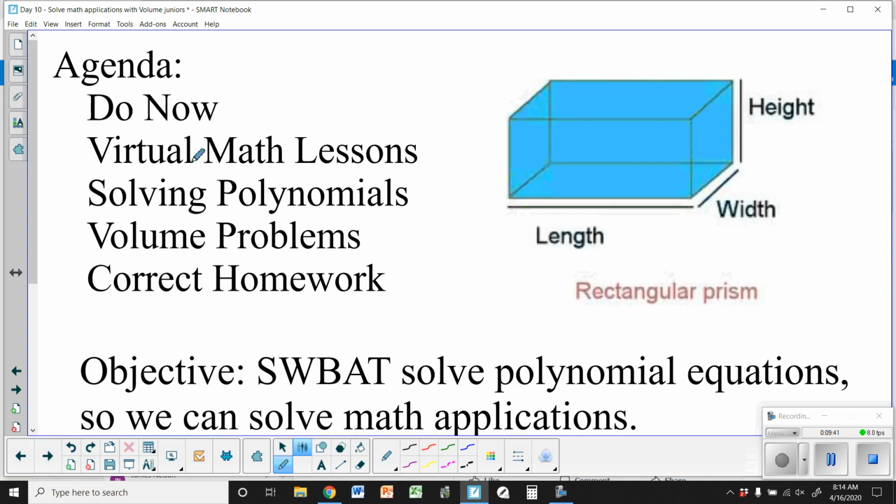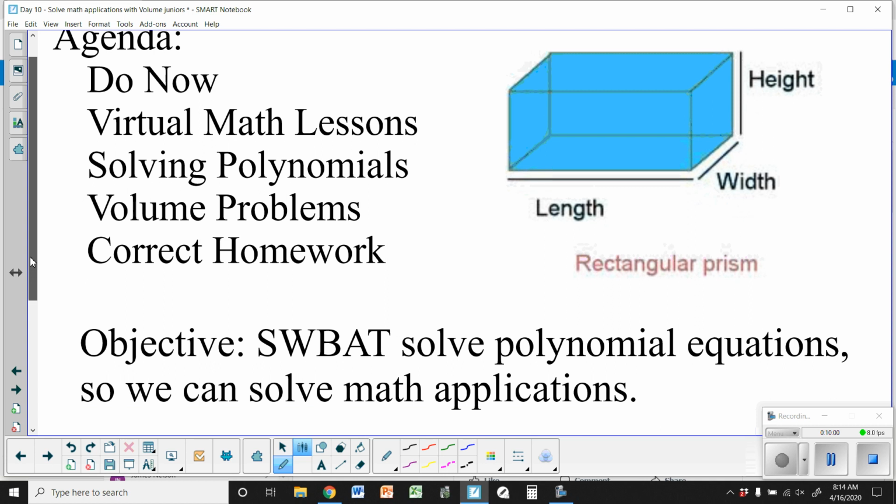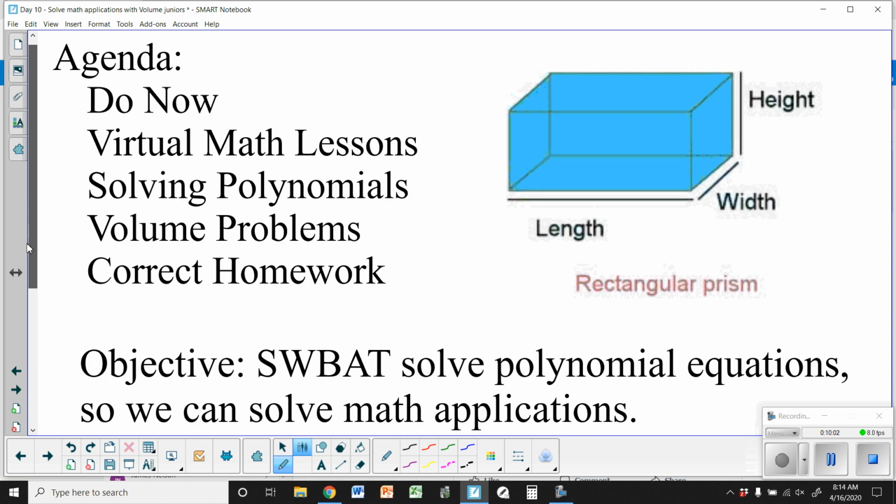So now let's look at today. We're going to look at our virtual math lessons. I'm just going to talk a little bit about how we're keeping it the same way we've done. We're going to solve some polynomials, just one more, and then we're going to do some volume problems. With volume, remember we're thinking length, width, and height, what you've learned in geometry, and we'll correct that homework that you did before break that was due on that Friday.